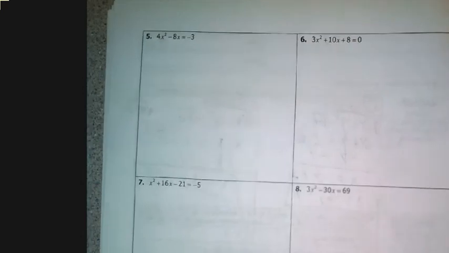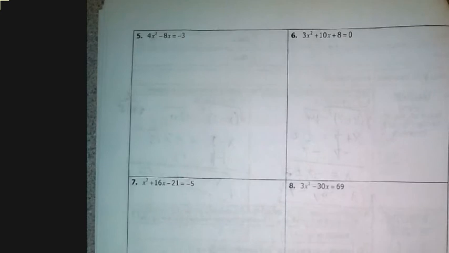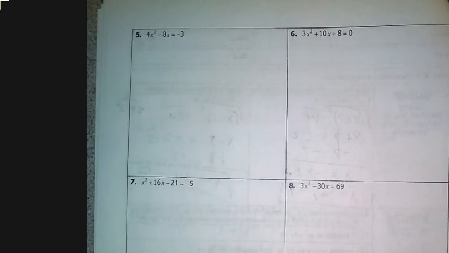Okay, on the back side. Okay, so look at number 5. 4x squared minus 8x equals negative 3.